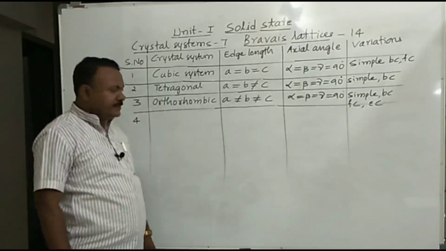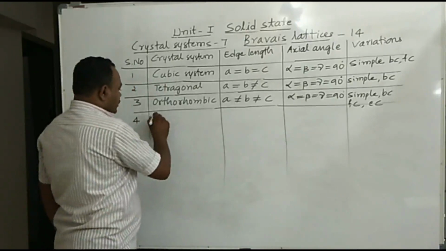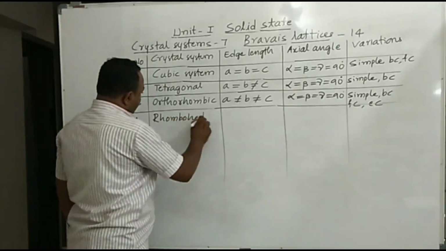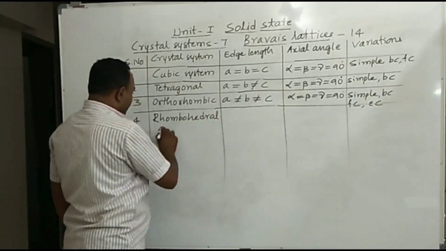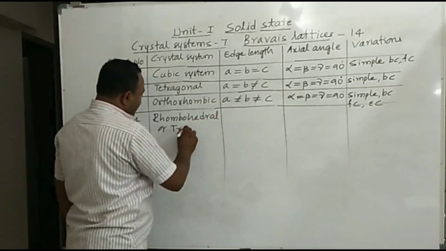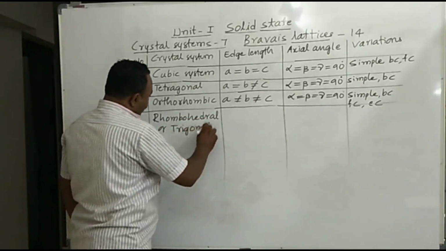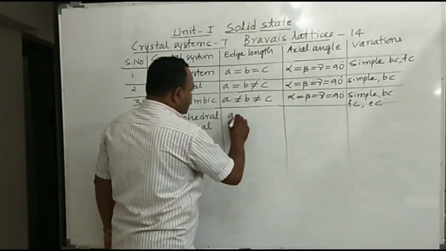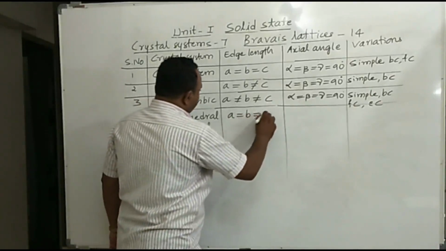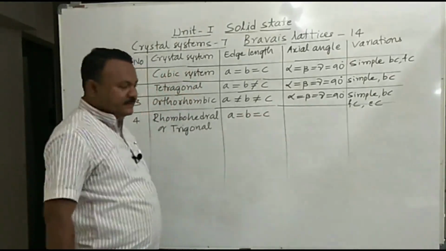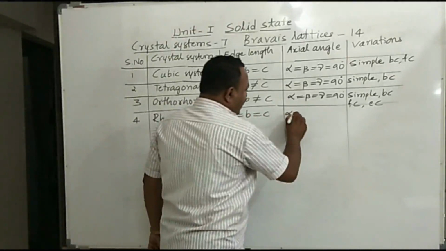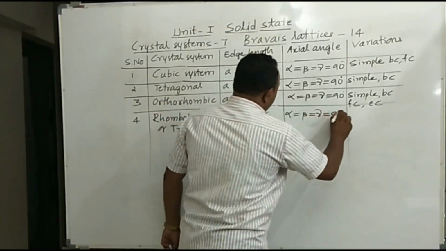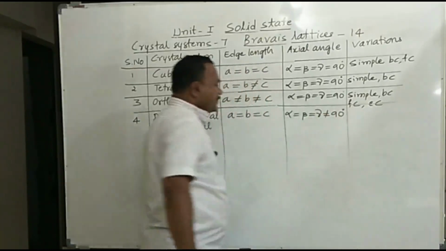Next, fourth one. Rhombohedral, also called the trigonal system. In the rhombohedral system, you see A is equal to B is equal to C. Alpha, beta, gamma not equal to 90 degrees. This is the only change.